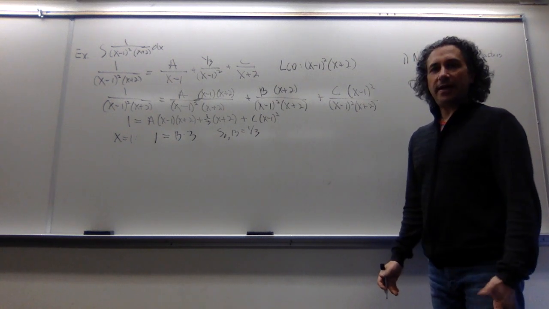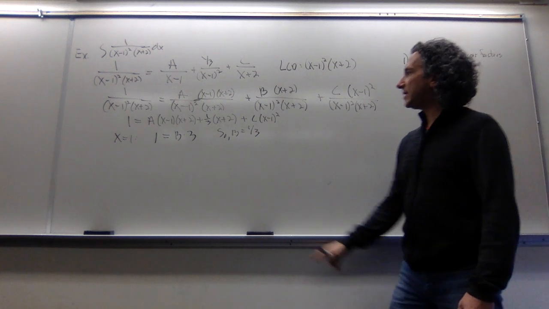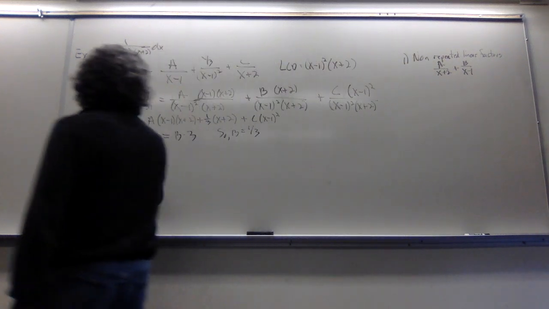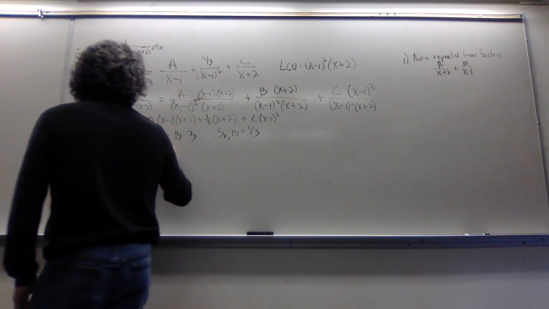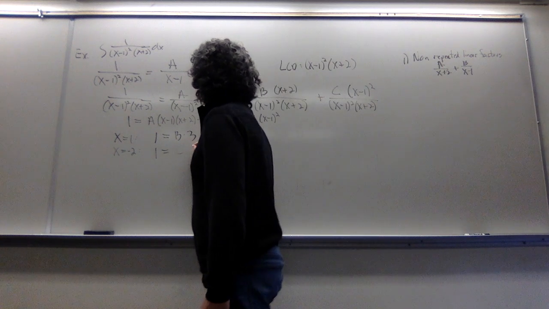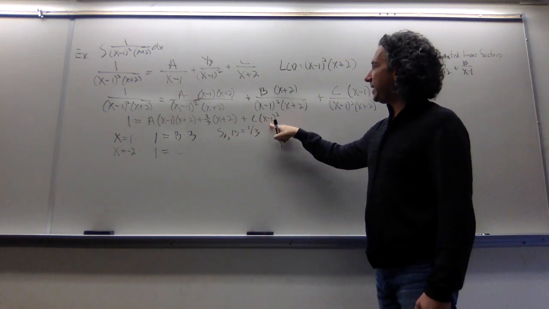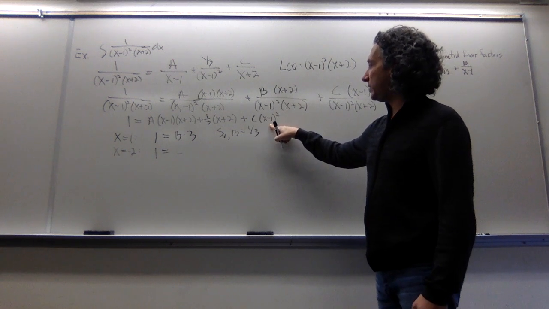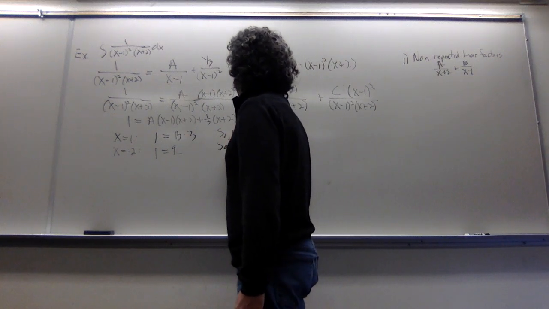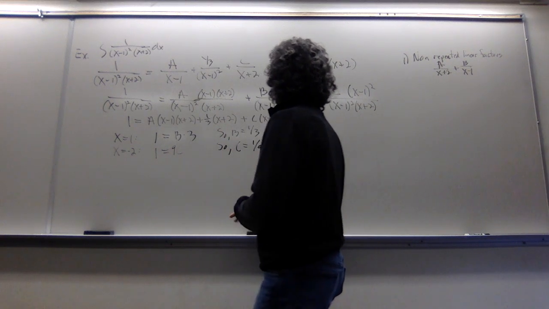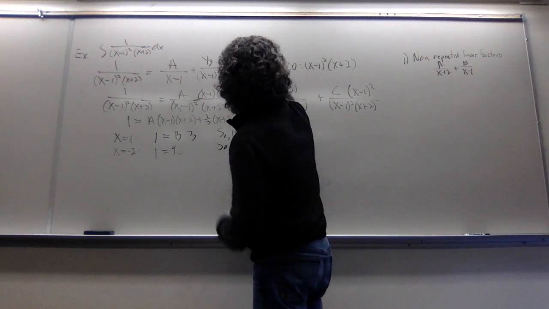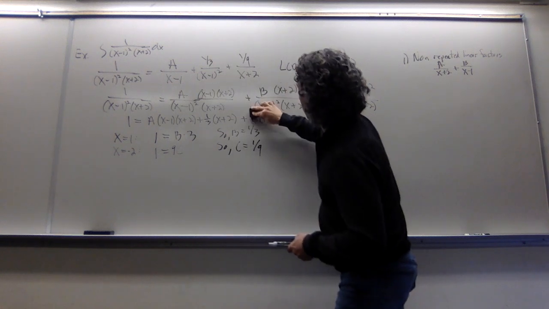So what would be another good x value? How about x equals minus 2? That'll zap out, and we'll be left with this guy. So x equals minus 2. So we have 1 is equal to 0 plus c times minus 2 minus 1, or minus 3 squared, which is 9. So 1 is equal to 9c. So c is equal to 1/9. So again, let's put this up here. And let me put it down here.